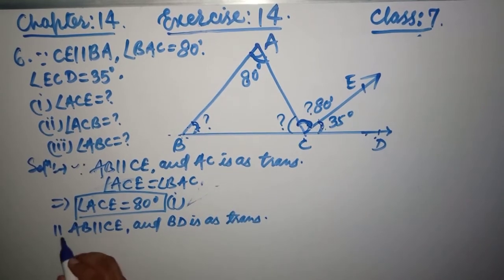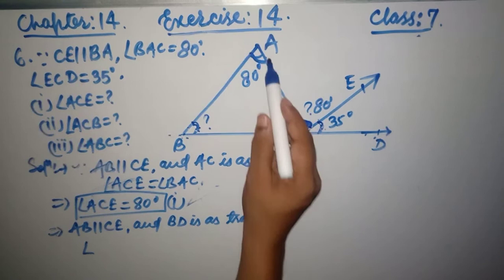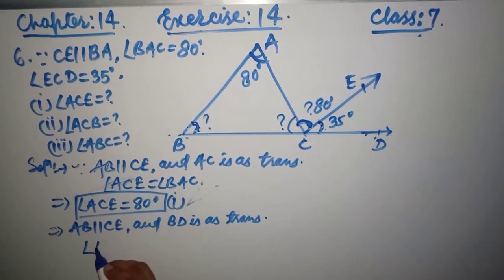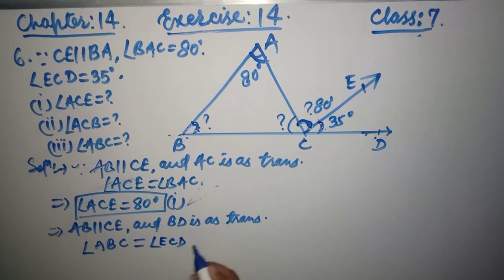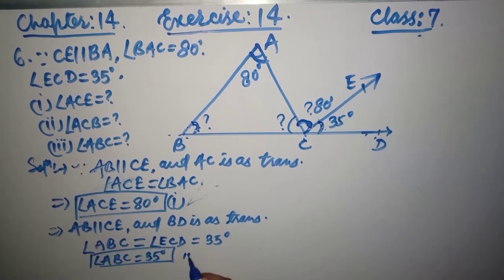Now we can say friends, angle ABC is equal to angle ECD, which is 35 degrees. So we can say angle ABC is equal to 35 degrees. This is the answer. Now this is the third answer.